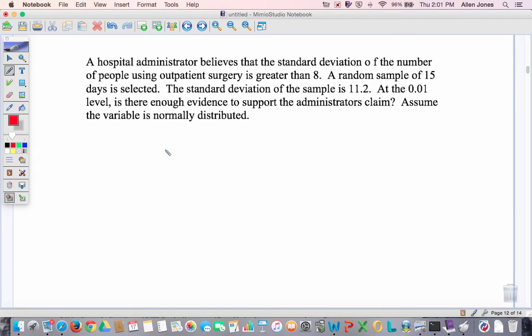Okay, we got one more to go through. A hospital administrator believes the standard deviation of the number of people using outpatient surgery is greater than 8. A random sample of 15 days is selected. The standard deviation of the sample is 11.2. At the 0.01 level, is there enough evidence to support the administrator's claim? Assume the normal distribution. So we're testing the standard deviation. Notice a slight symbol change here in step number 1: it is greater than 8.